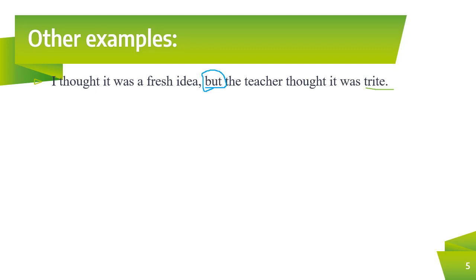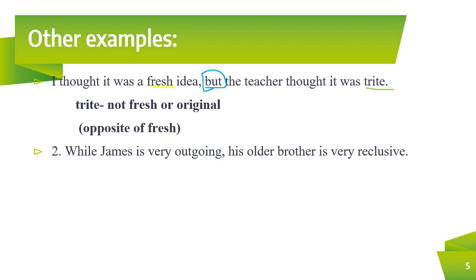So, what we are going to do is to look at the word that is opposite to the unfamiliar word trite. What do you think is the opposite of trite in the sentence? Okay, good job. It's fresh. So fresh is the opposite of trite. So meaning to say, when we say trite, it is not fresh or not original. Okay, next, the second one.